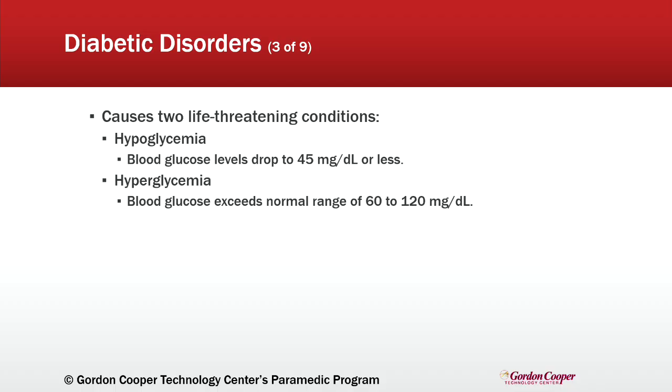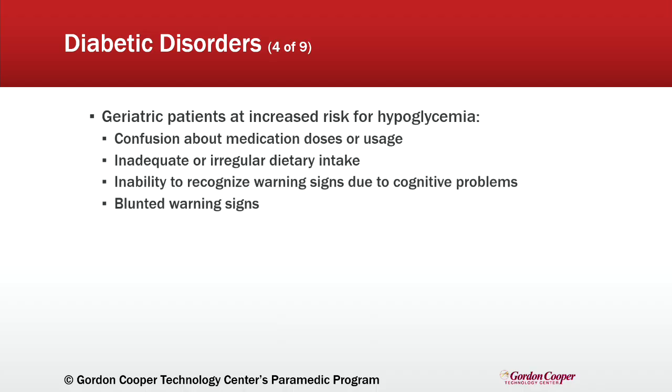Remember, though, that geriatric patients may, in fact, have a higher than normal baseline glucose level. Older adults have a much higher risk for hypoglycemia. This risk increases due to confusion about medication doses and even how to use them. Inadequate or irregular eating habits also contribute. They may be compliant on their medications, but they're not eating enough food to counteract the medications they're taking. Cognitive issues may prevent them from recognizing some of the warning signs related to hypoglycemia.